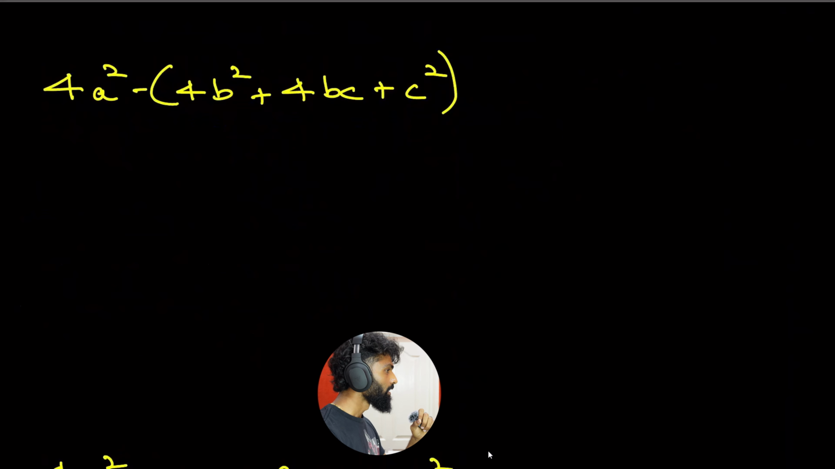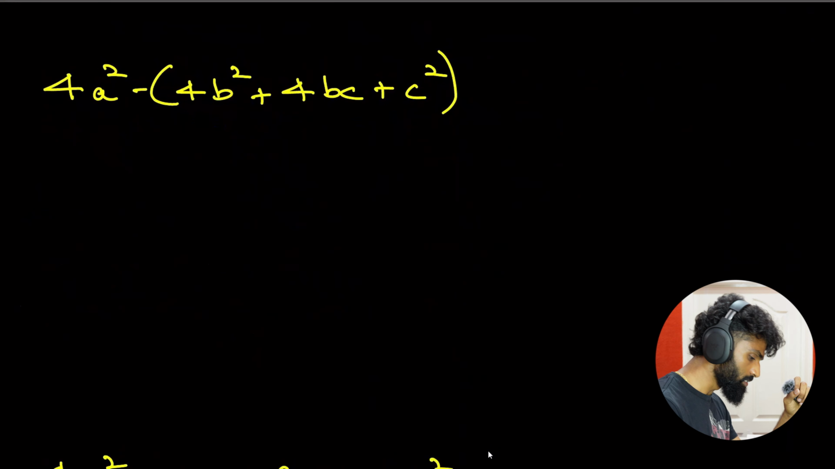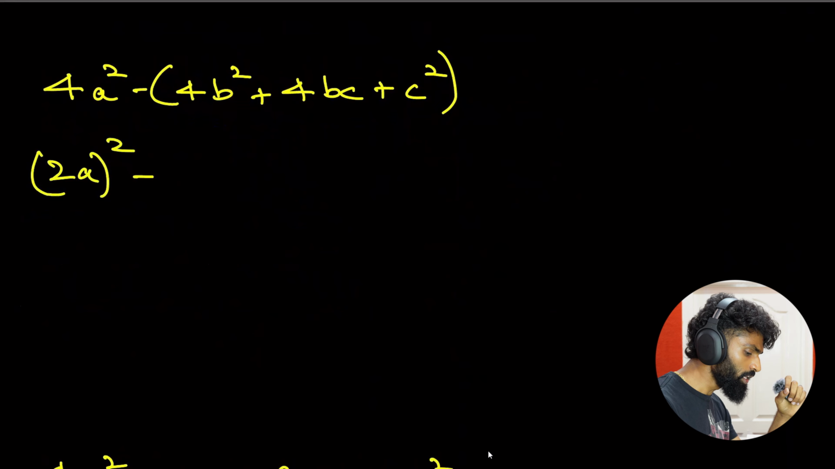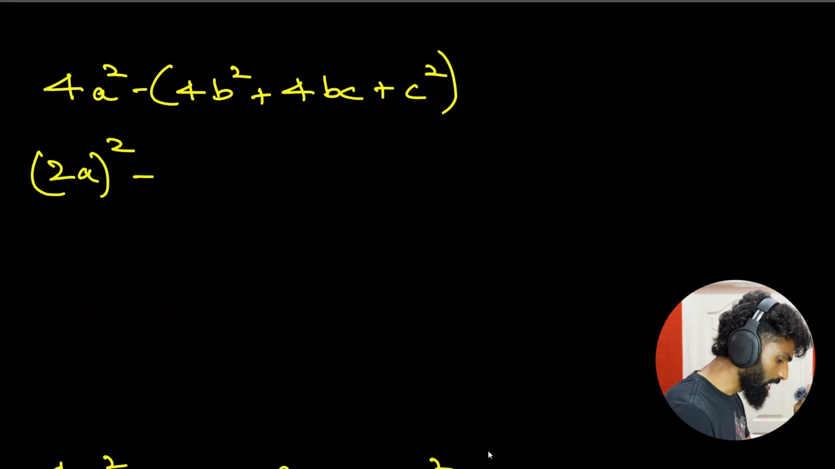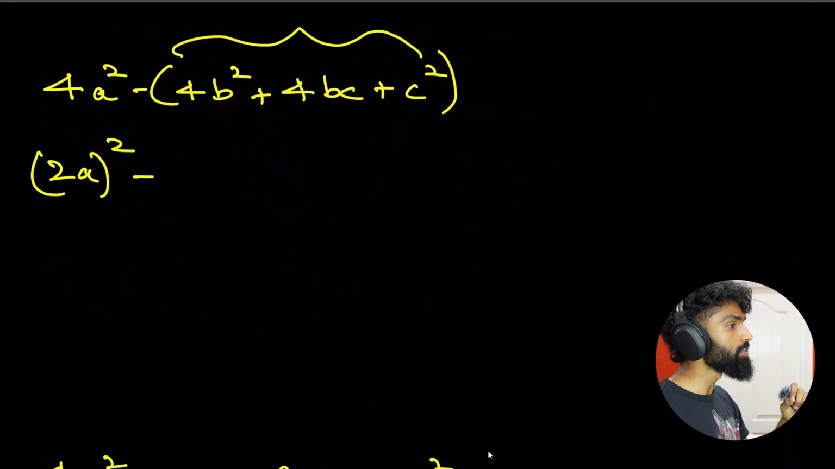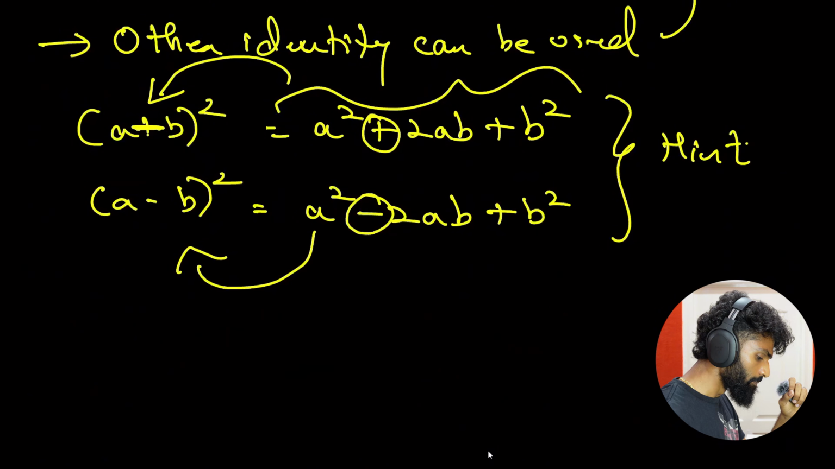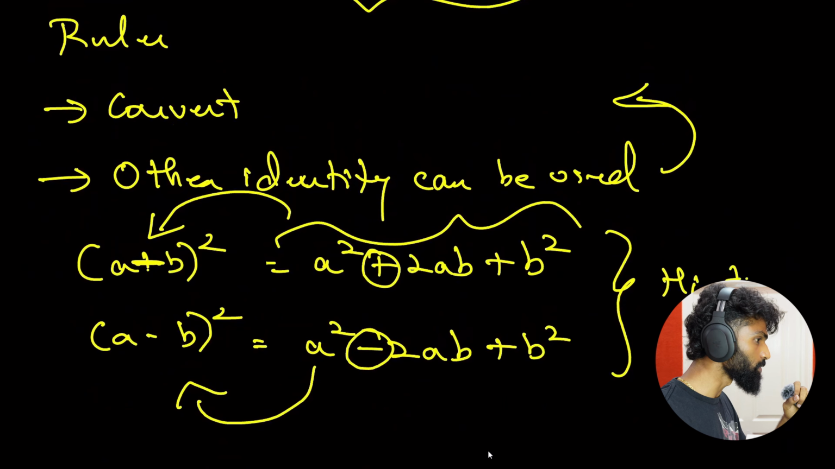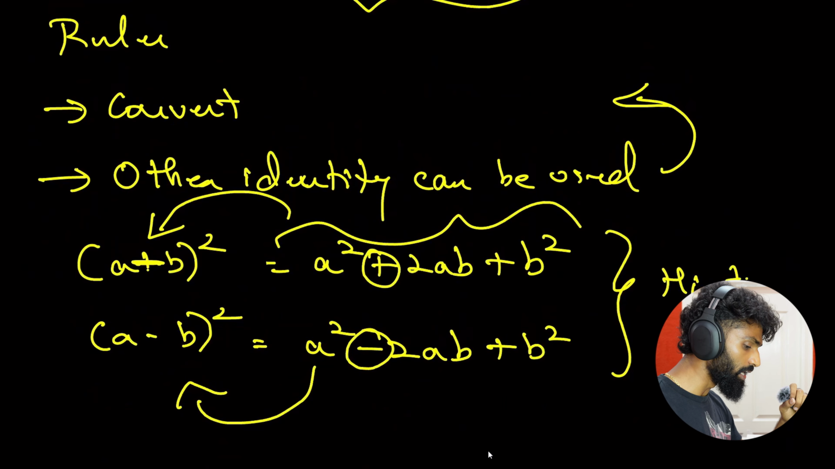I'll stick to the same rules. Convert everything in terms of whole squares. But here, I can write 4a square as 2a the whole square. I'll write the minus also. But whatever is there inside the bracket is kind of annoying me right now because it is such a big equation. It has 3 different parts inside it. So how do we solve this? Didn't I tell you the rules initially? I'm supposed to convert, and the second rule, other identity can be used. In that other identity, I taught you 2 things. One is a plus b the whole square and a minus b the whole square. Let's try using one of these. Let's see if it's working or not.